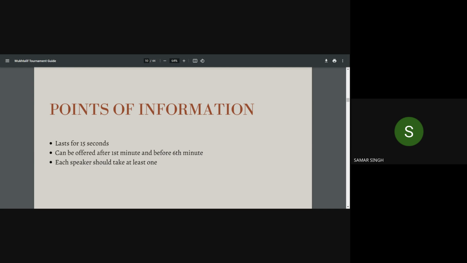Yes, Sanvi? Am I audible, sir? Yes, you're audible. The deputy prime minister gives two speeches, right? Either the deputy prime minister or the prime minister. The government reply can be given by the first two speakers. Same goes for the opposition reply. The first two speakers can give it, not the web speaker. Very simple rule: the web speaker cannot give the reply speech.